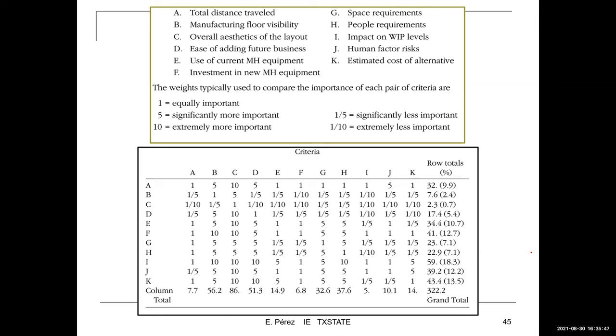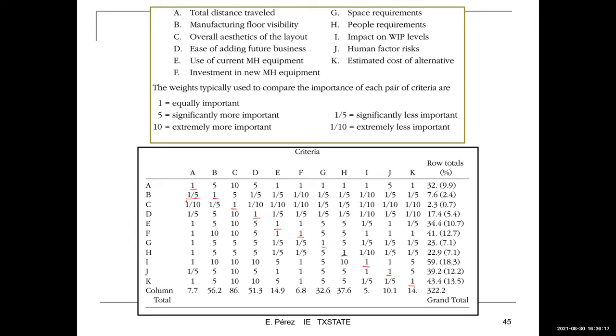So if you go to A-A, B-B, you see that's 1, so that's not making an impact because those are the same factors, so that diagonal is going to be 1. But for the rest of them, you're comparing them. For example, if you look at A, B, and A, it's saying that B is 1/5, or significantly less important than A.